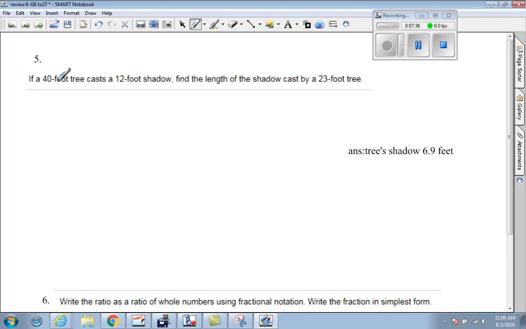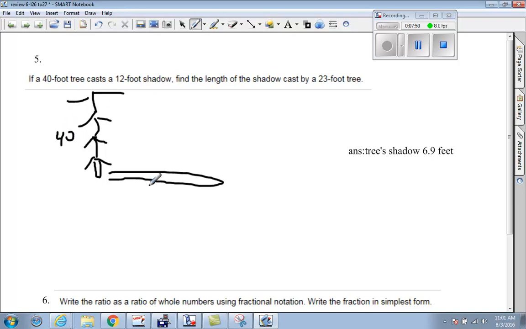This one, we have a 40-foot tree casting a 12-foot shadow. Sometimes I just kind of draw it. It's a terrible tree, and it's not drawn to scale either. So we have a 40-foot tree casting a 12-foot shadow. Find the length of the shadow cast by a 23-foot tree. Okay, so now you've got a 23-foot tree, and you don't know the length of its shadow.